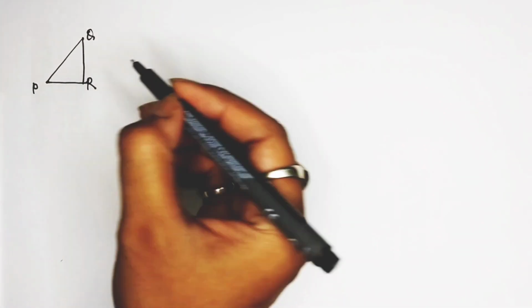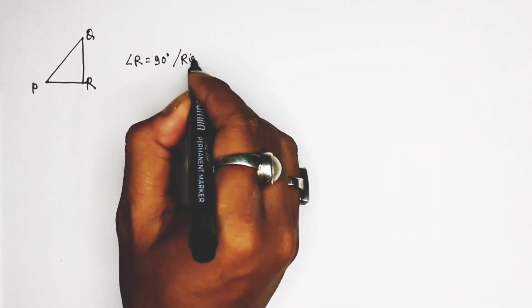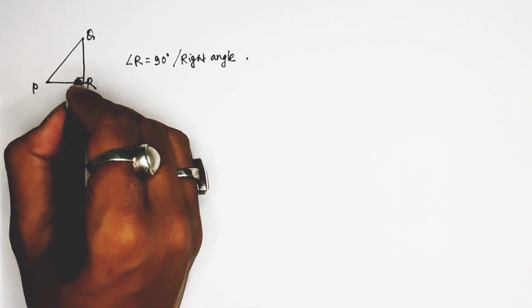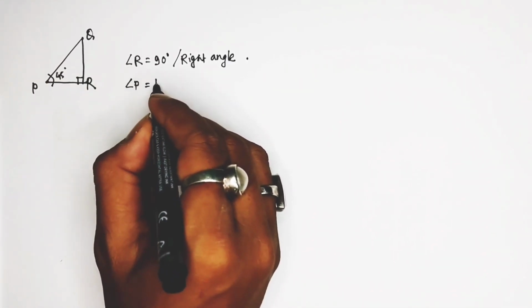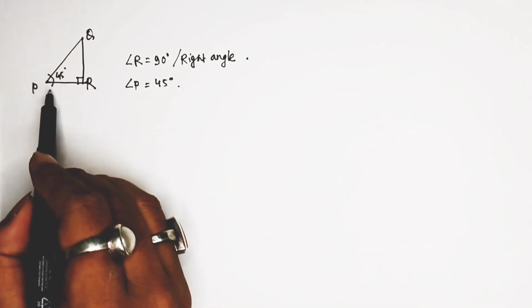First of all, we calculate the value of T ratio with respect to angle 45 degree. For this, we have to draw a right angle triangle PQR, where angle R is 90 degree or right angle, and angle P is 45 degree. Suppose we have to calculate the value of T ratio with respect to the angle P.